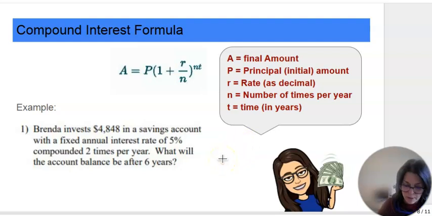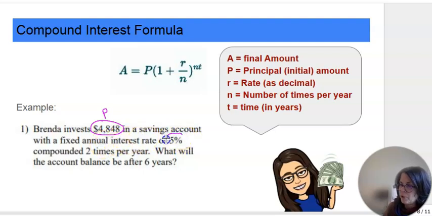Let's practice using this formula. So Brenda invests $4,848 in a savings account. As you read this, I hope that you notice that this is our initial value, right? What she started with. And so in this case, that's our P. And if we label as we go, we'll have less to think about once we plug everything in to set it up.